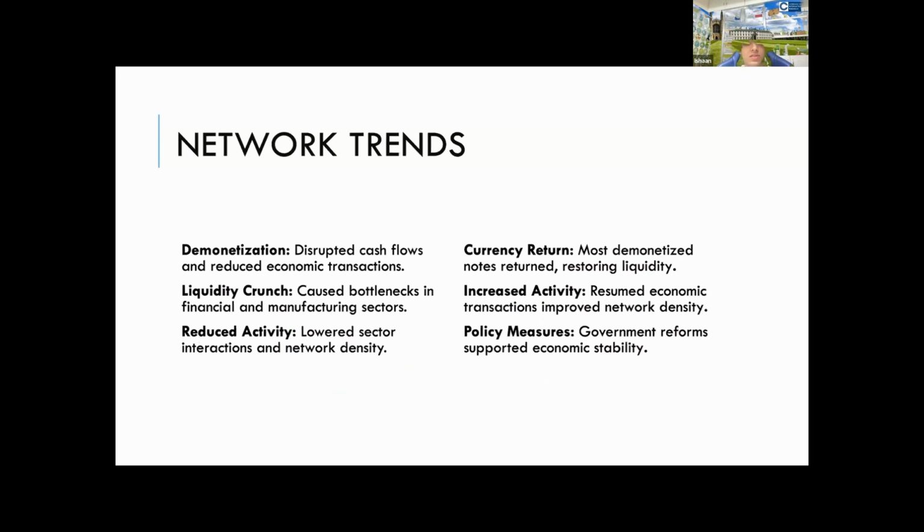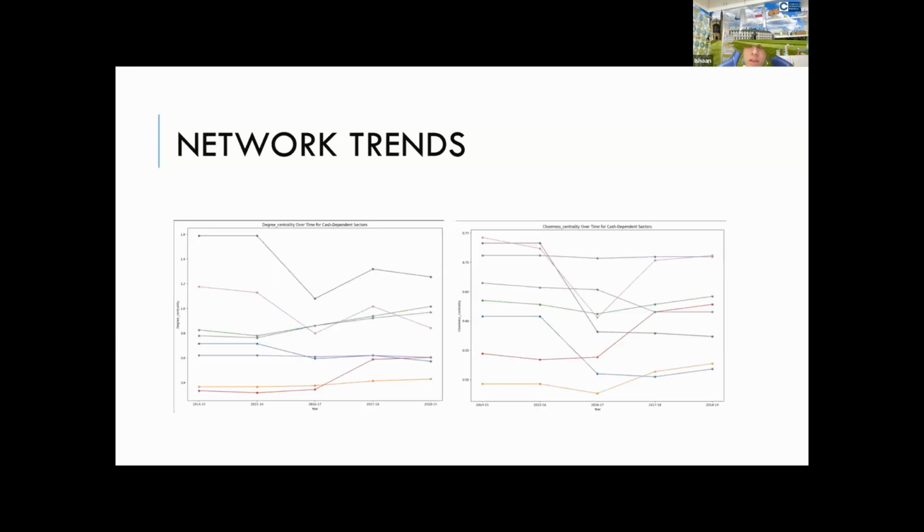Demonetization disrupted cash flows and reduced economic transactions, leading to a liquidity crunch causing bottlenecks in the financial and manufacturing sectors. This led to reduced activity, lowered sector interactions, and network density. However, in 2017, most of the demonetized currency notes were returned. This restored liquidity, increased activity, resumed economic transactions, and improved overall network density. This policy measure supported economic stability.